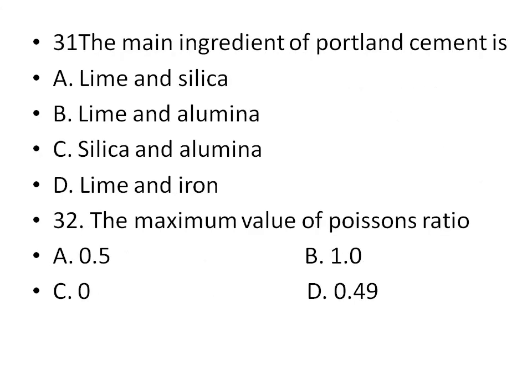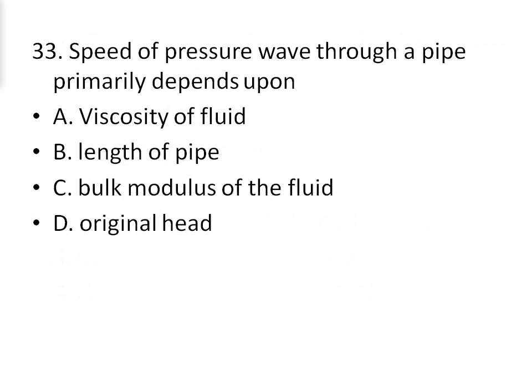31st question. The main ingredient of Portland cement is option A is the answer, lime and silica. 32nd question. The maximum value of Poisson's ratio is option A, 0.5 is the answer. 33rd question. Speed of pressure wave through a pipe primarily depends on option C is the answer, bulk modulus of the fluid.